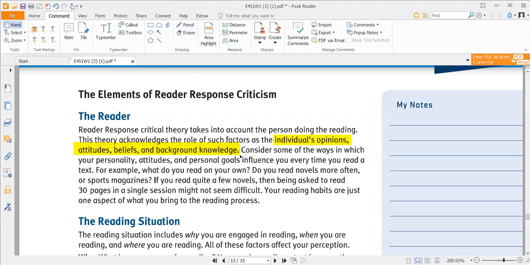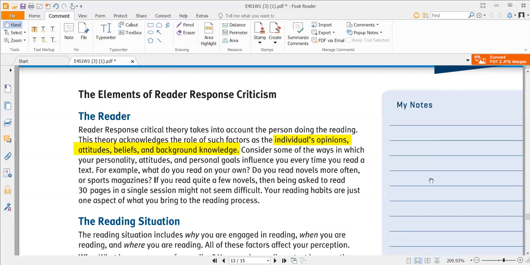Consider some of the ways in which your personality, attitudes, and personal goals influence you every time you read a text. For example, what do you read on your own? Do you read novels more often or sports magazines? If you read quite a few novels, then being asked to read 30 pages in a single session might not seem difficult. Your reading habits are just one aspect of what you bring to the reading process.